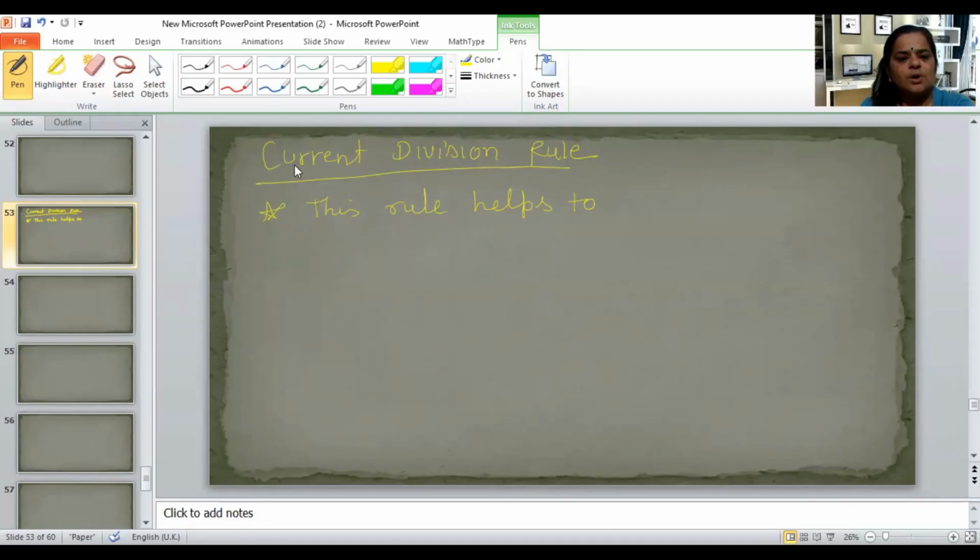So now I am directly sharing my screen where I will brief you on the current division rule. So let us start. As the name indicates, this rule helps to determine the magnitude of current in parallel connected branches.